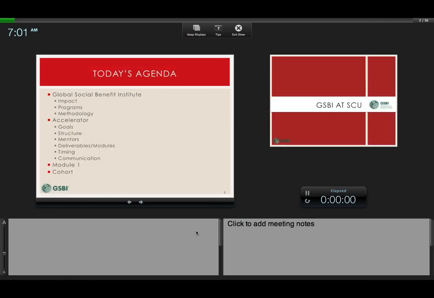We're going to take just under an hour to get you all up to speed on the 2015 GSBI Accelerator. And first, taking a look at this morning's agenda, we're going to talk a little bit about the GSBI in general and how we work within Santa Clara University and our broader mission. And then we're going to talk about some of the program specifics related to the accelerator that you're all involved in for this year. And then we'll talk a little bit about the specific deliverables for Module 1. And if we have time, we'll go into some detail on the whole cohort.